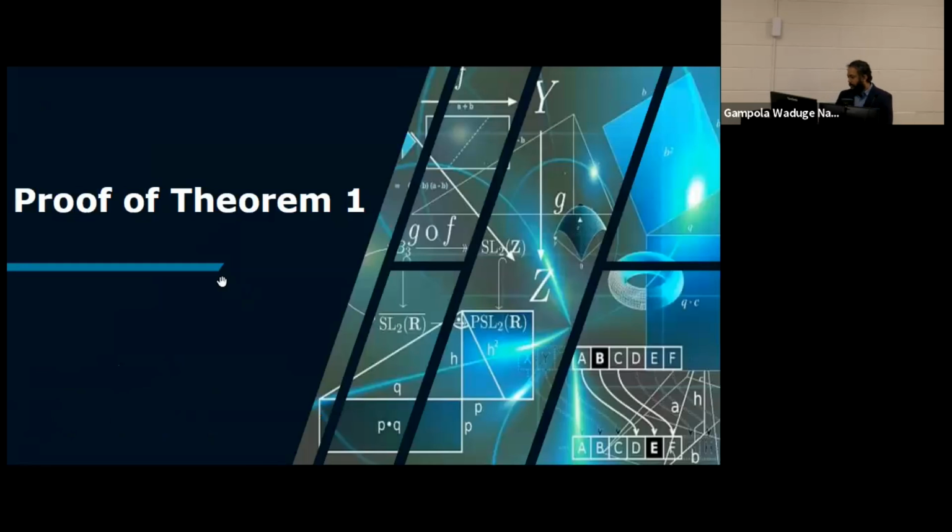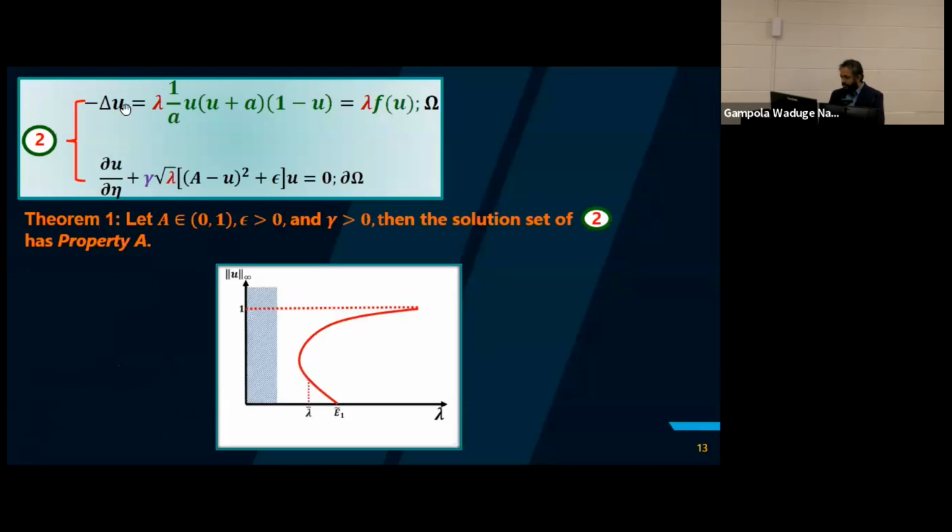All right, now I'm going to give you a sketch of the proof of theorem 1. Here is my model again. Here is my theorem 1 again. Basically, we have this bifurcation diagram. We can establish this bifurcation diagram for my model here.